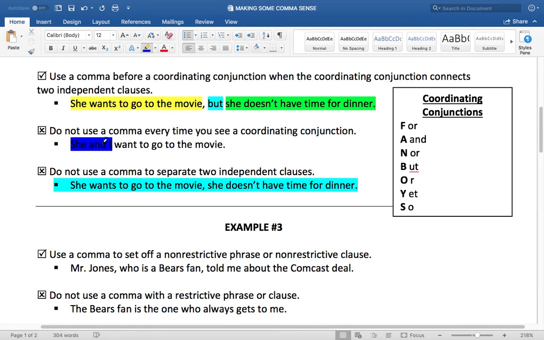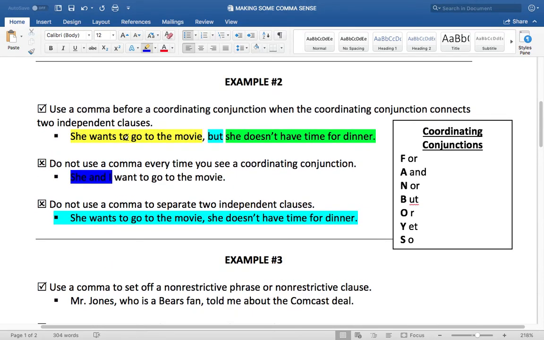It's not conjoining two independent clauses. So it's okay to leave it as it is. No punctuation needed. There's also a rule in your book that discusses when you might not need to use a comma if there are fewer than 4 words, when each independent clause is fewer than 4 words.